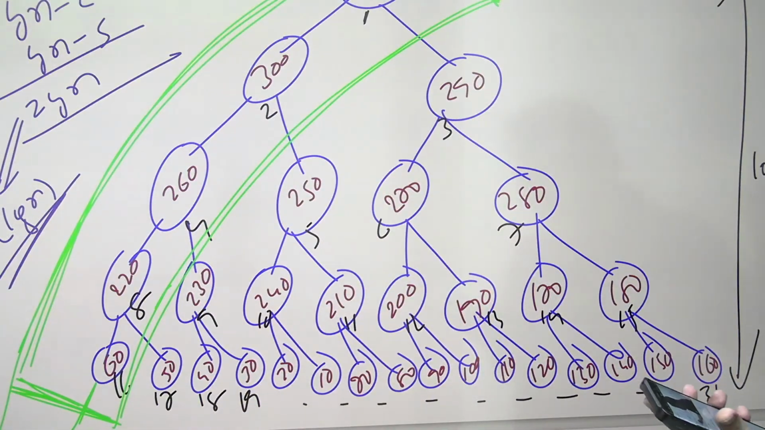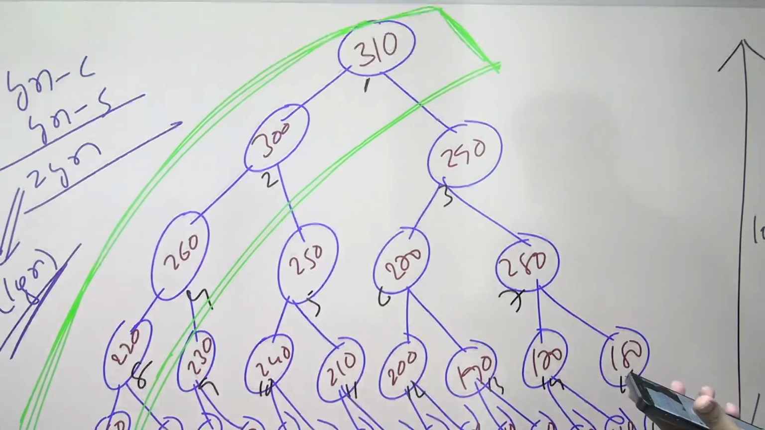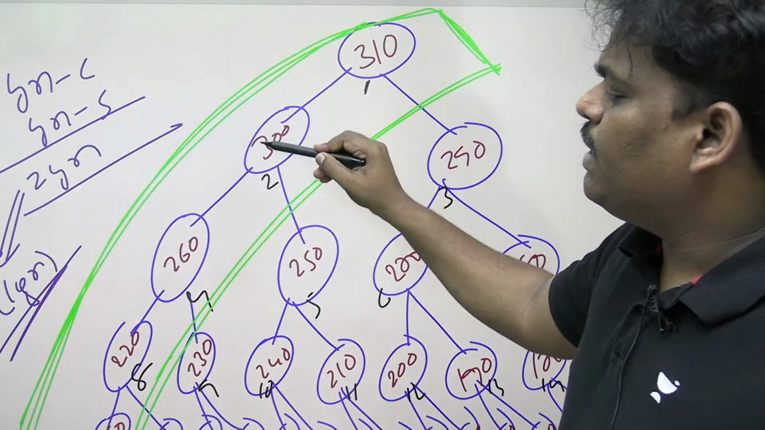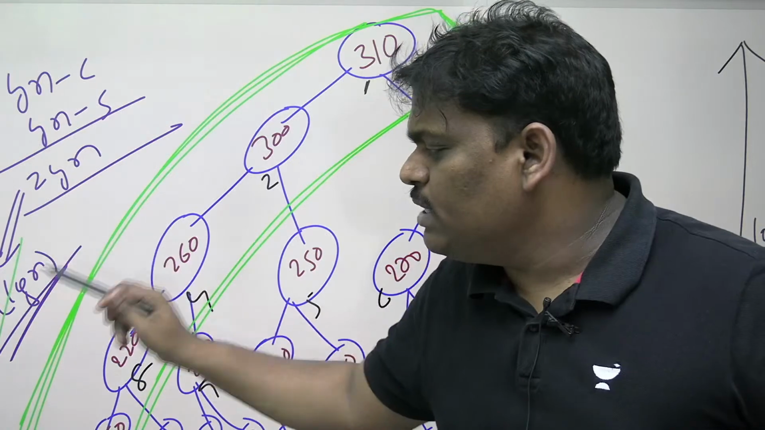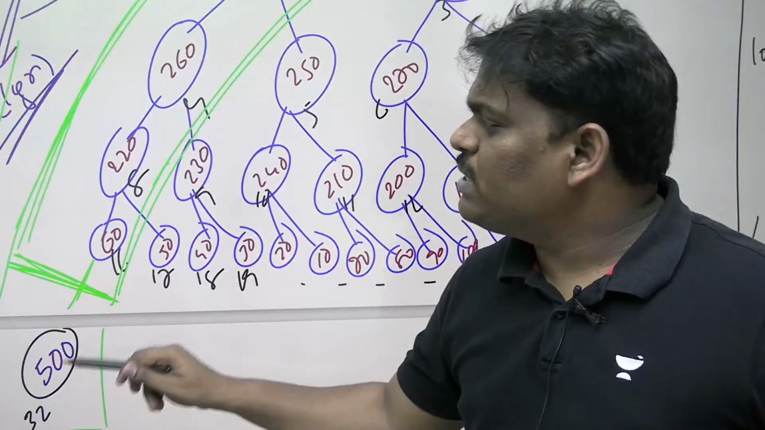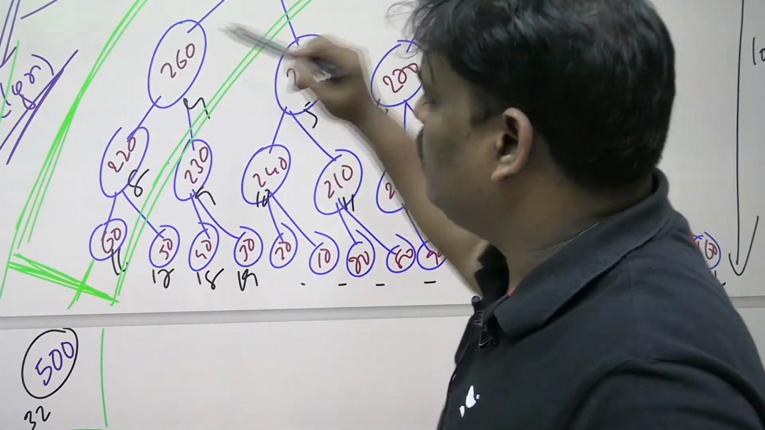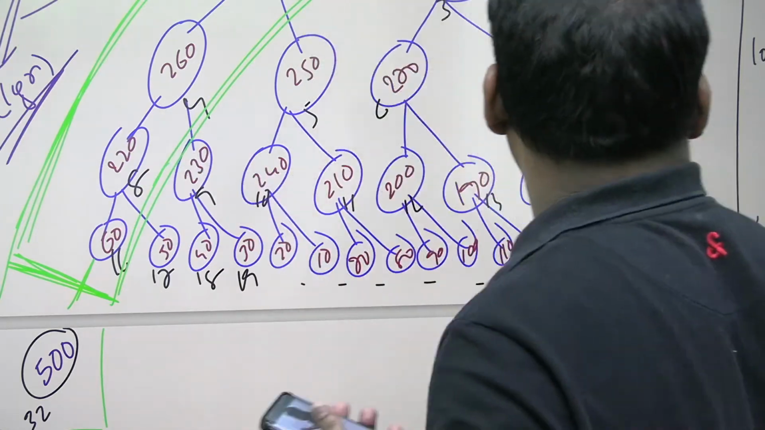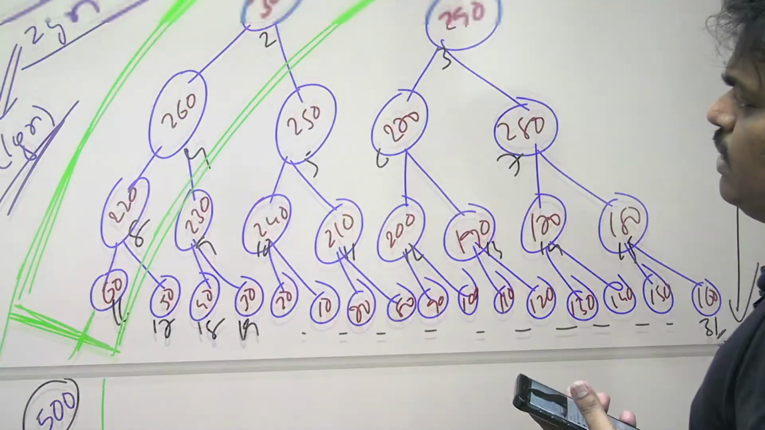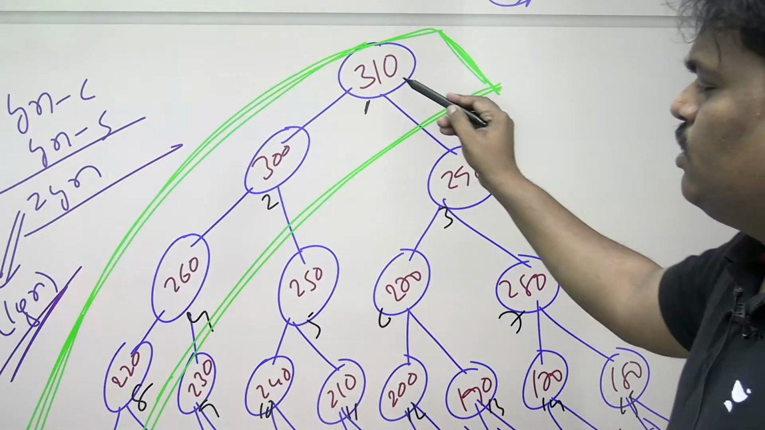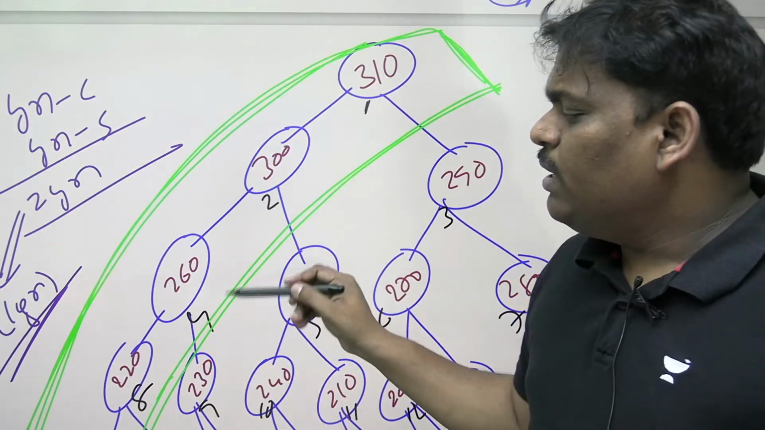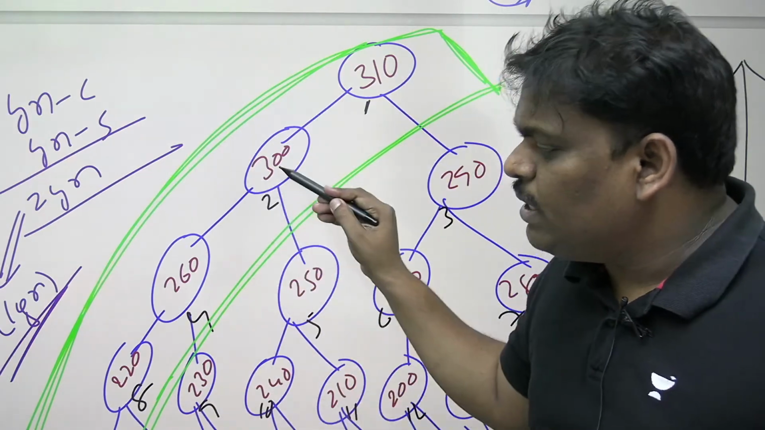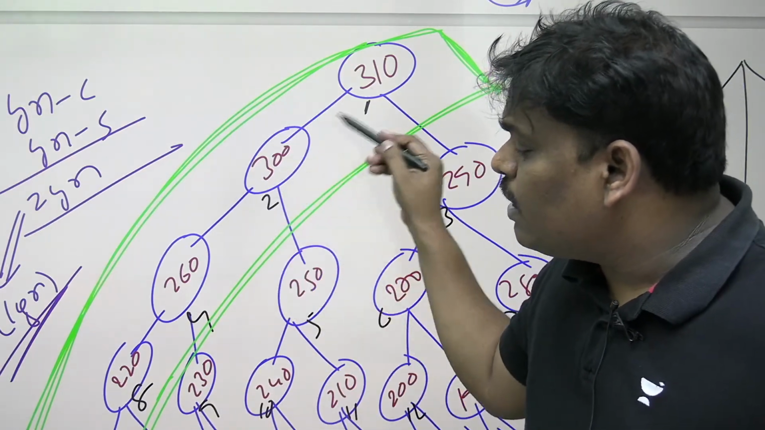Even though everyone is sorted, if you want, I will read also. See this one, 310, 300, 260, 220, 60. Forget about the new person. Old people, if you observe in this path, everyone is sorted. See, 310, 300, 260, 220, 60. All are sorted.